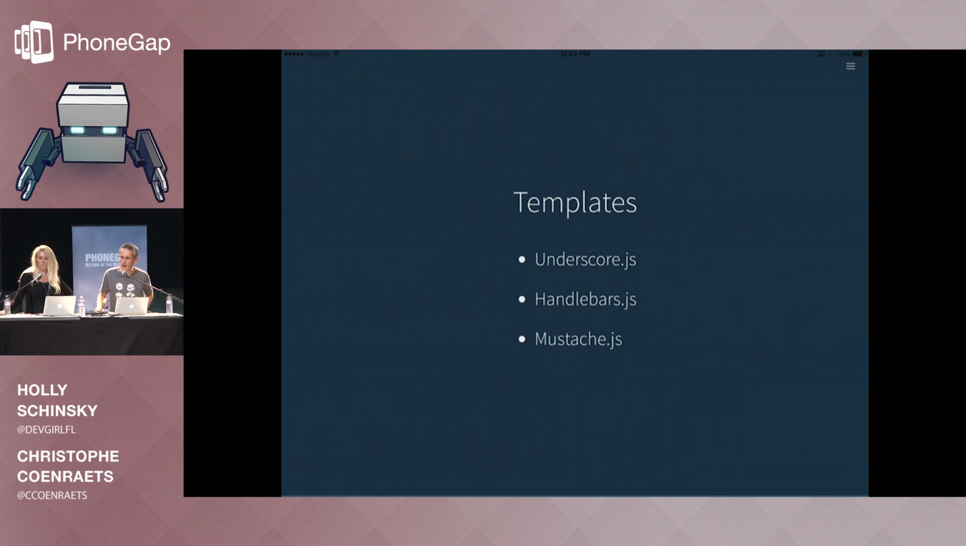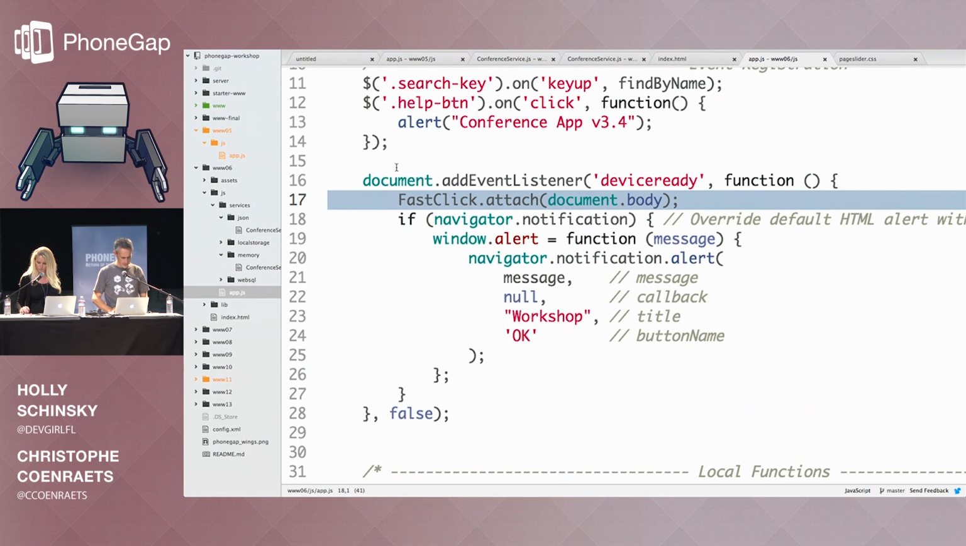And there are many, many options to build templates in JavaScript. I think the most popular ones these days are Handlebars.js and Mustache.js. If you use Underscore.js, it has a built-in templating solution. There are many, many others. If you use AngularJS, it has templates built in as well. So please use that.